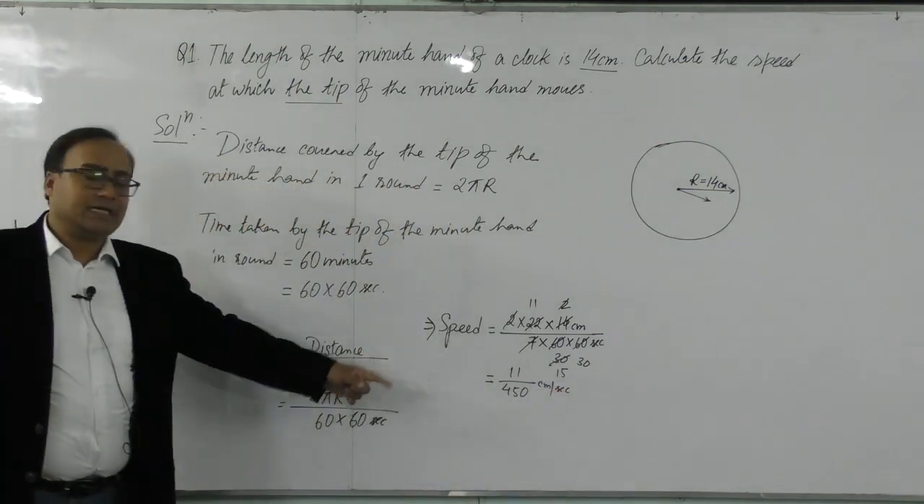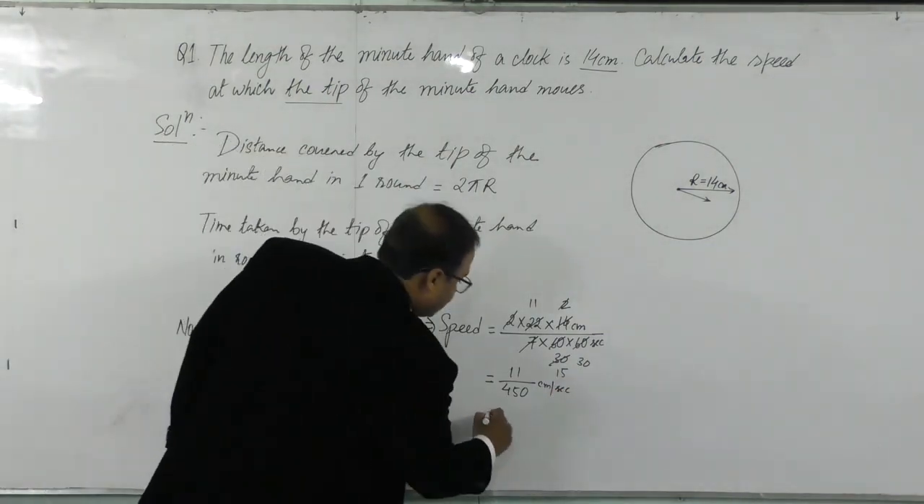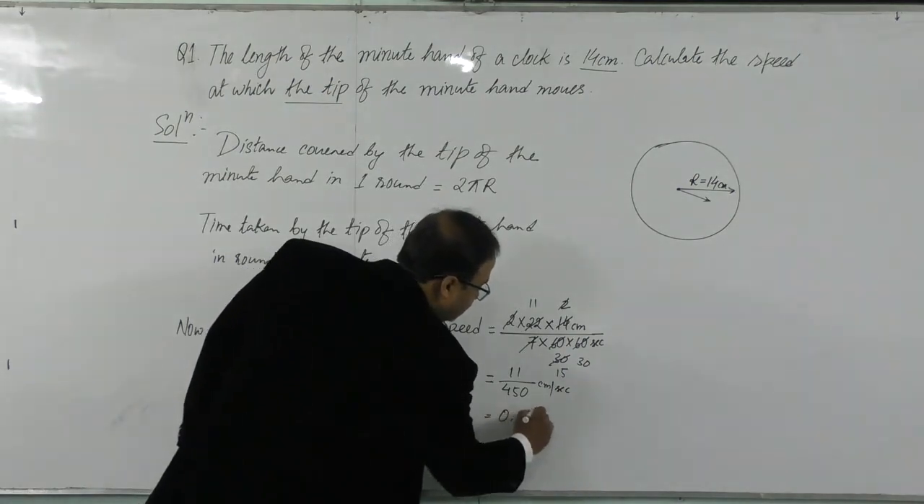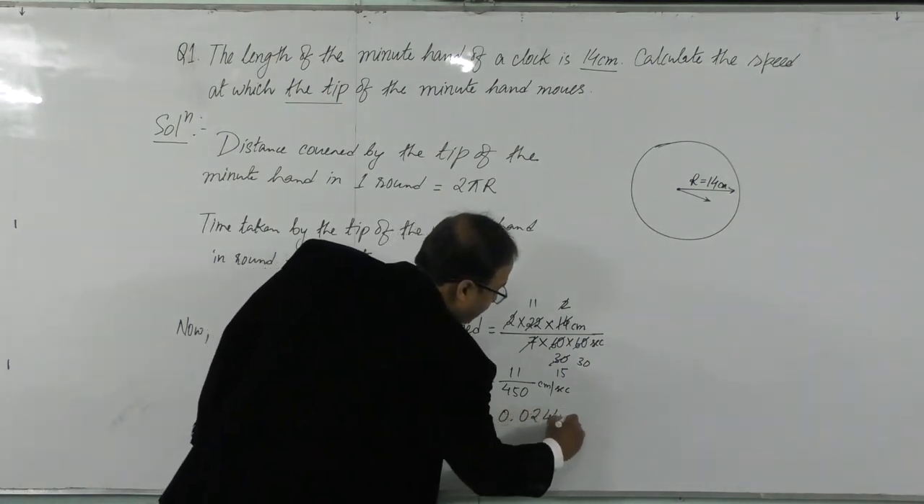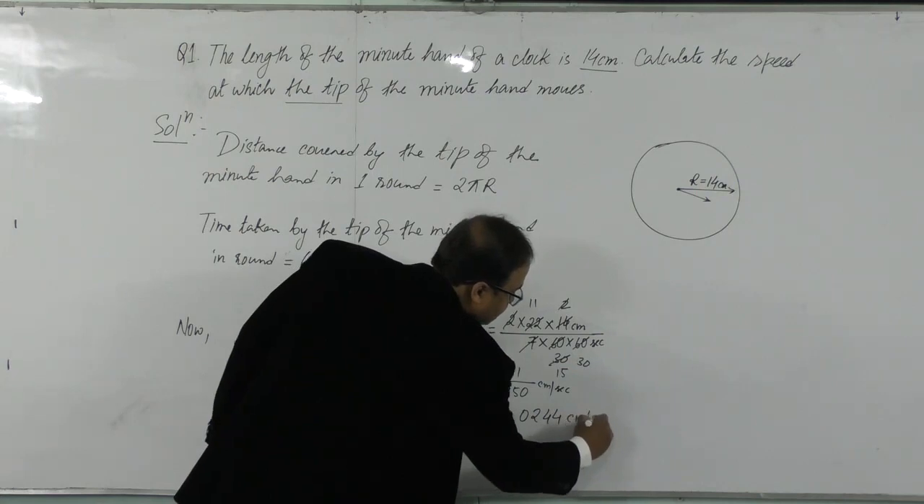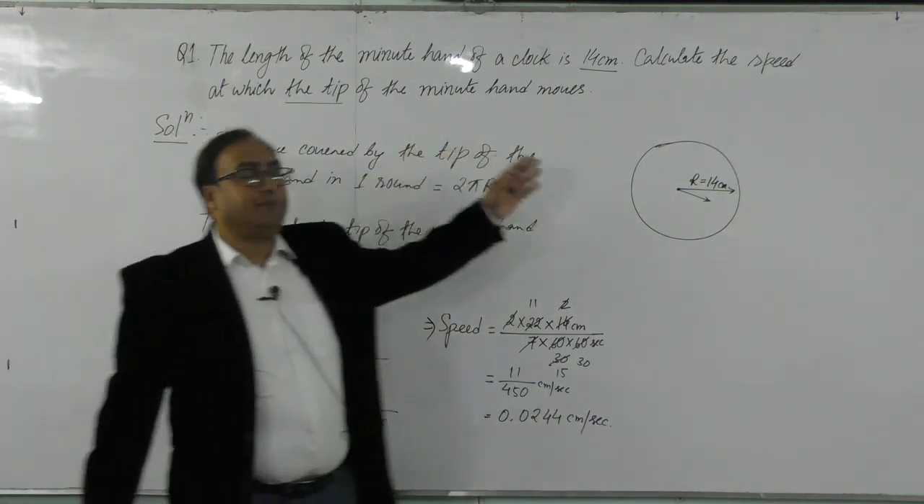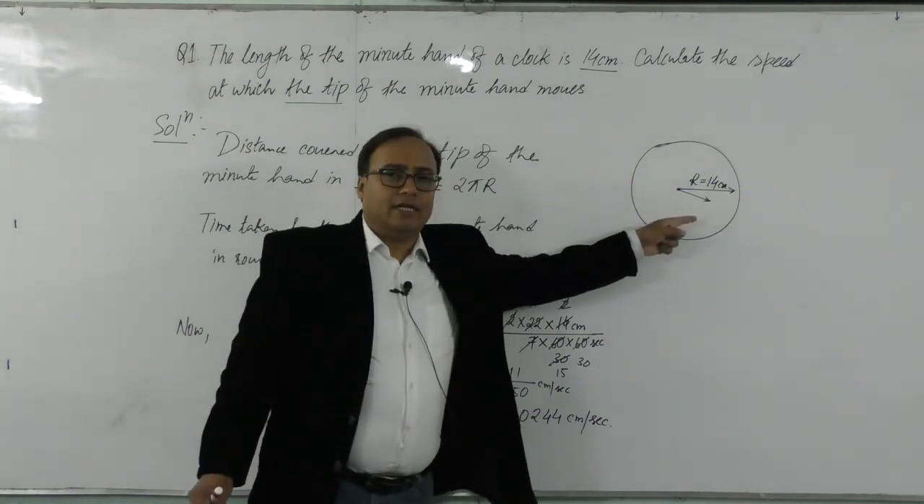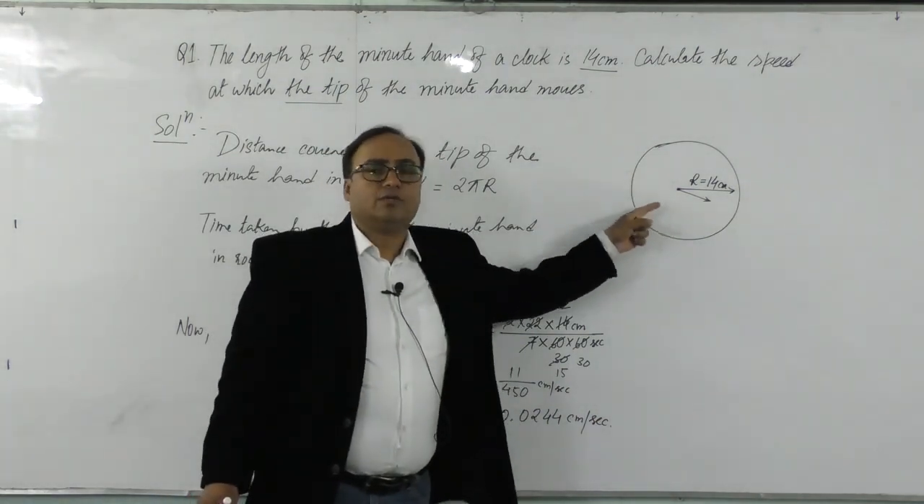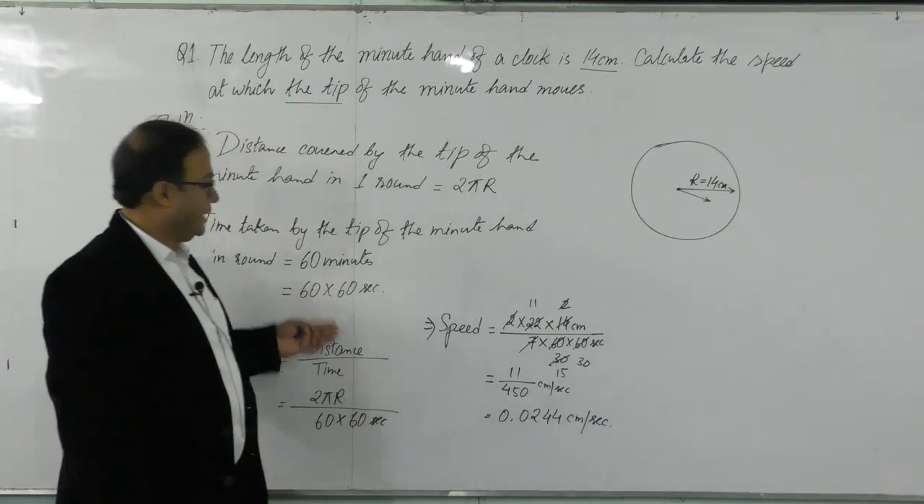11 by 450 centimeter per second, and that is equals to 0.0244 centimeter per second. So in this way we can calculate the speed of the tip of the minute hand. To calculate speed, we have to know distance covered and time taken.